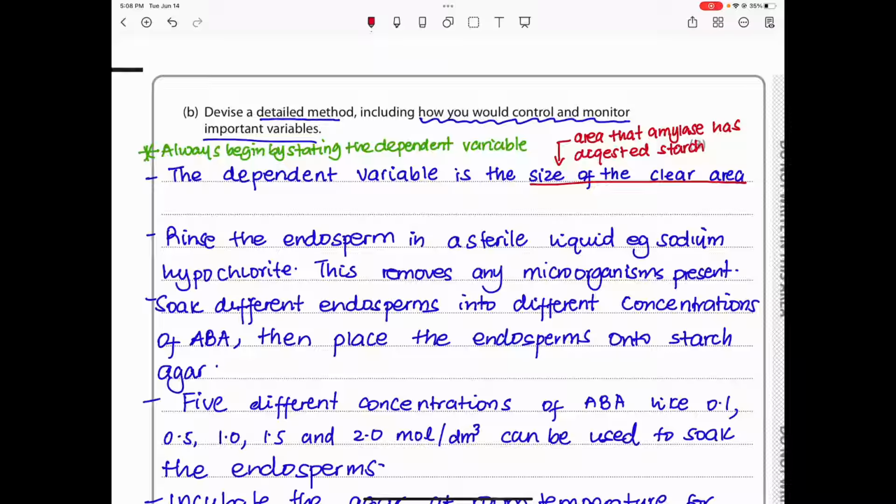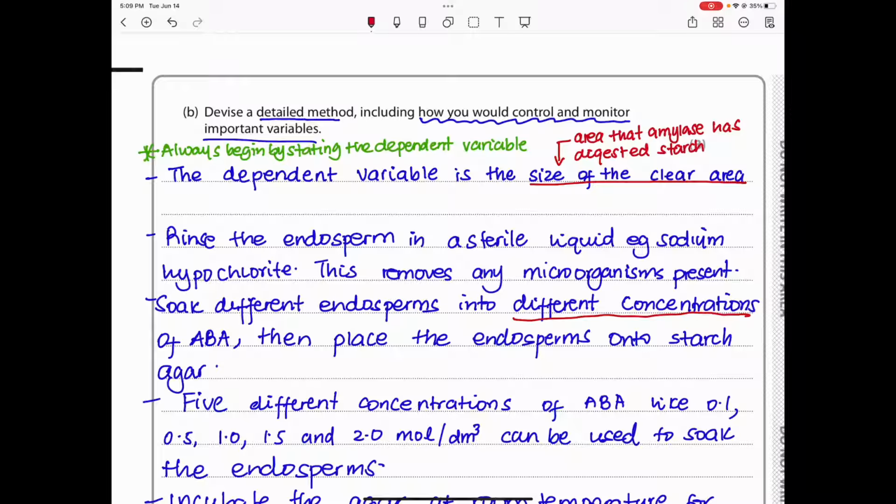So this removes any microorganisms present, and then we will soak the endosperm in ABA. Remember, they say ABA inhibits, so soak it in different concentrations of ABA. This is the independent variable, the variation in the concentrations of ABA. So ABA is abscisic acid. Then we'll place the endosperms onto our starch agar.